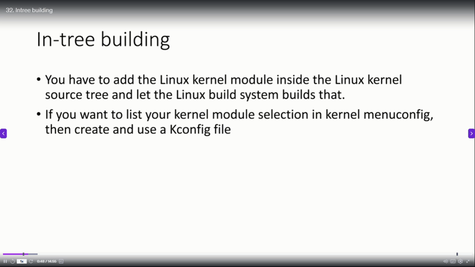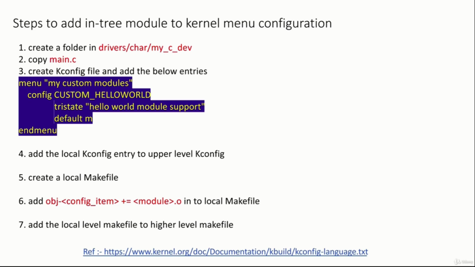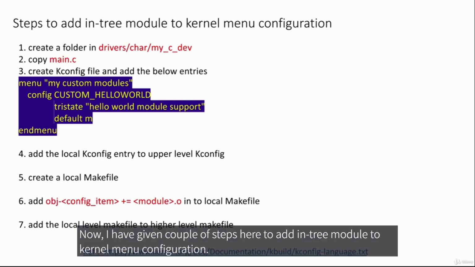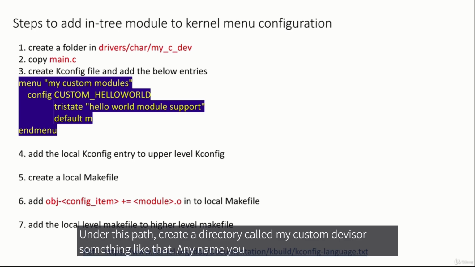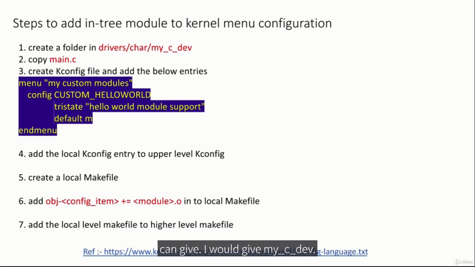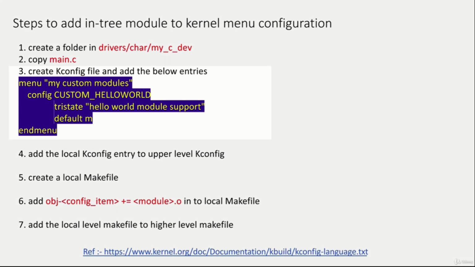lecture. Let's move forward. Now I have given a couple of steps here to add in-tree module to kernel menu configuration. First, what you have to do is you have to create a folder in Linux kernel source tree, maybe under the directory drivers char. Under this path, create a directory called my custom device or something like that. Any name you can give. I would give my_c_dev. And there you keep your main.c.